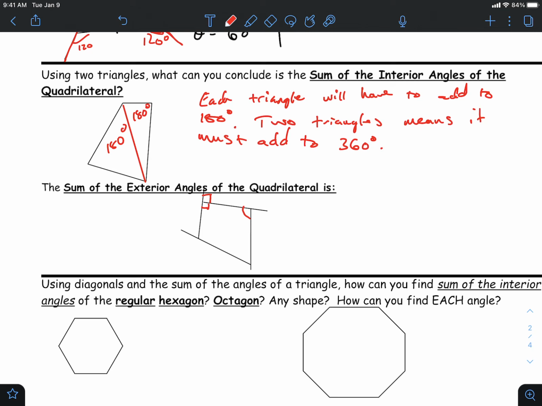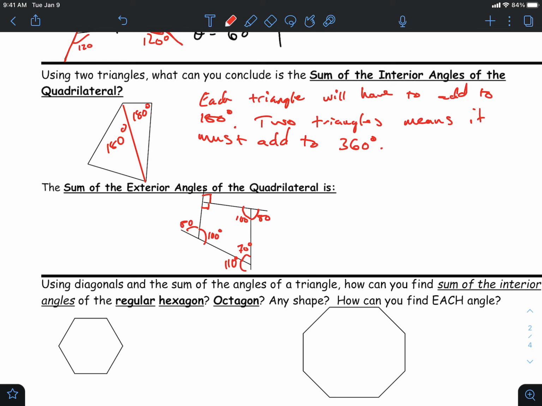Colson? 100. Yeah, 100 is a good guess. But if that's 100, what must this be? Yes? 80. It has to be 80, because again, it has to add to 180. And we'll go around. It doesn't really matter what you call each of these. Most of the time when you see these questions, they're not drawn to scale. They just slap information on it. So you got 70, I'll just call it 70, which must make this one 110. And then the last one we'll call 100 again, which makes this 80.